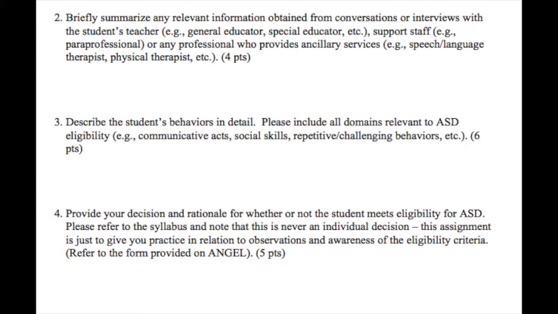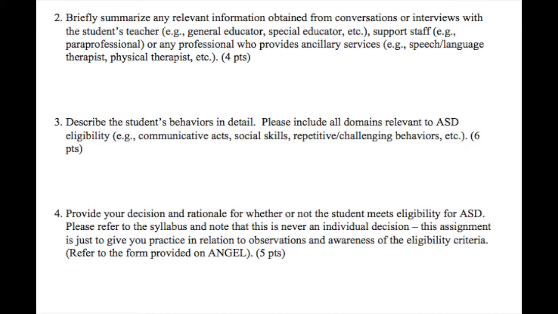Question 4 asks you to provide your rationale and decision for whether this student meets eligibility for ASD. So obviously, you're choosing to observe a student with ASD so they meet eligibility, but it's more about you providing your own rationale as to why you think that they qualify. Or maybe you don't think that they really should qualify for the label of ASD, so you can talk about that as well.